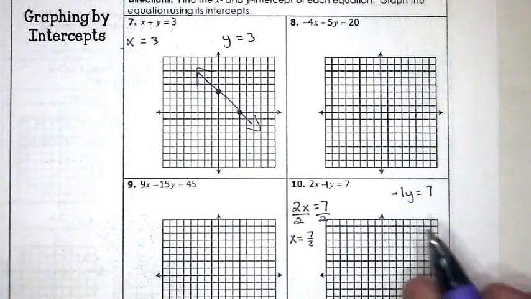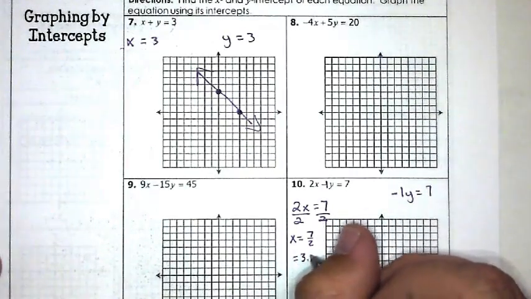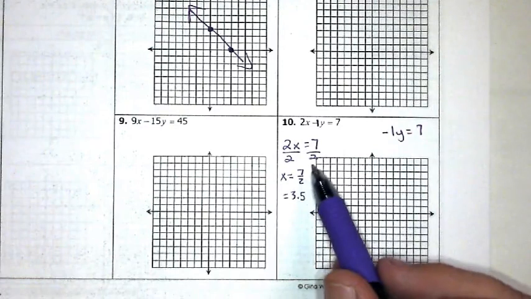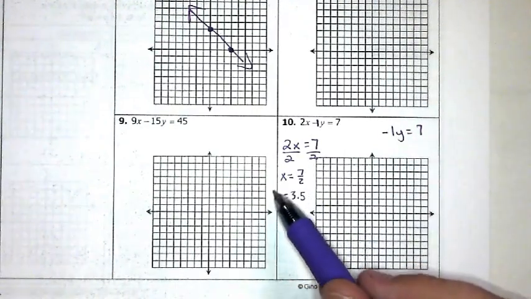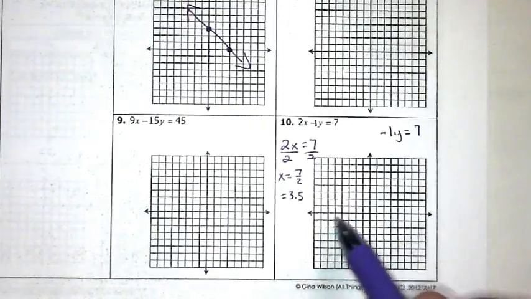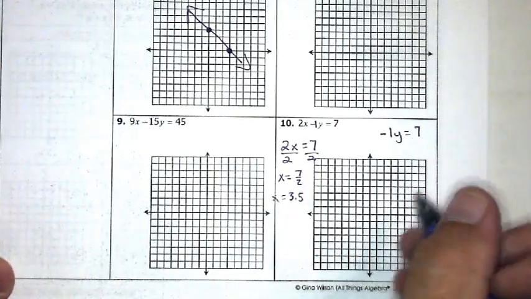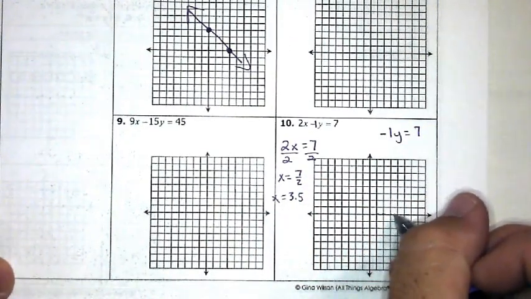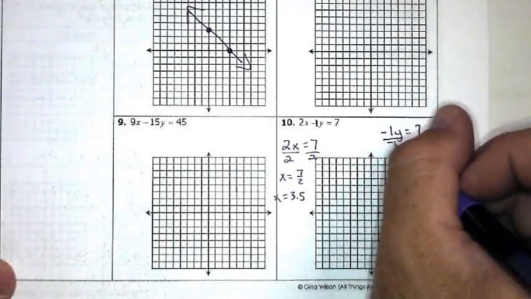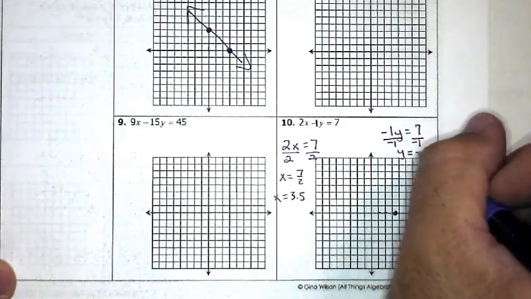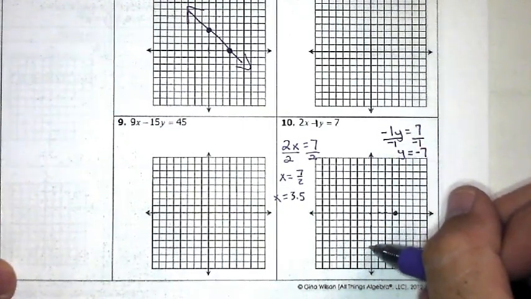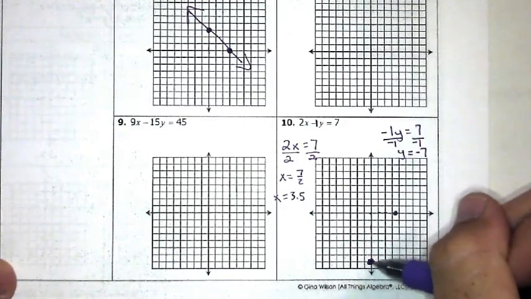Correct, 3.5. Okay? This is an instance where the fraction doesn't help you. I would rather you do the decimal so you can graph it. 3.5. So I'm going to go to x equals 3.5. 1, 2, 3, and then a half. Okay? Now over here, divide by negative 1 to both sides. Y equals negative 7. So I'm going to go down to negative 7. 1, 2, 3, 4, 5, 6, 7. Then you just connect the 2 points. And la-di-da, you have a graph.